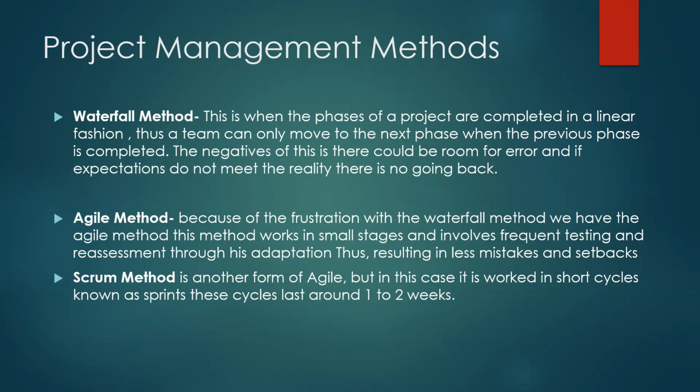The Scrum method is another form of the Agile method, but with this method, you work in shorter cycles, also known as sprints, and these cycles last between 1 to 2 weeks. Overall, these are just three examples of different project management methods. There are plenty more. So as of right now, how does everyone feel about project management? What are your questions so far?